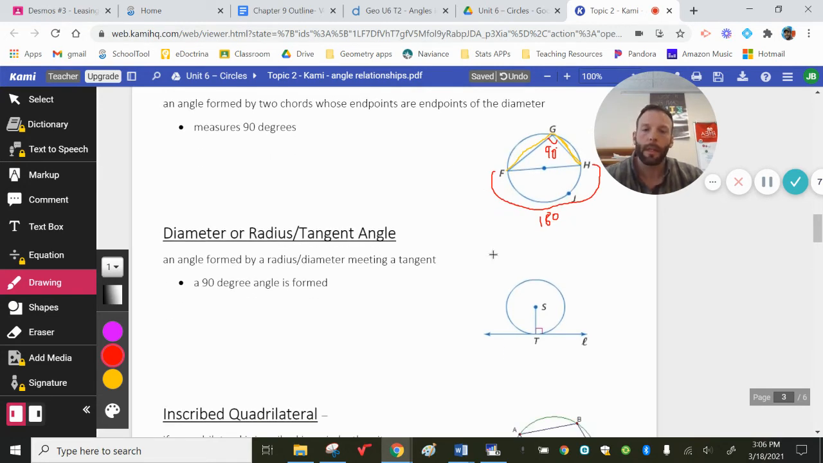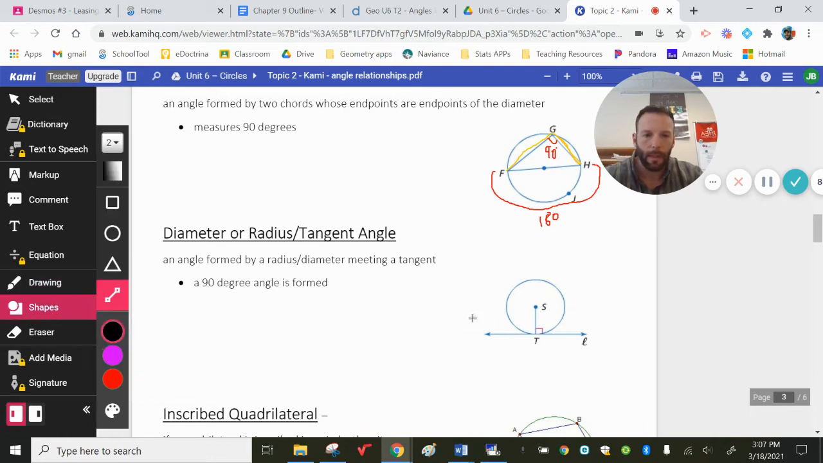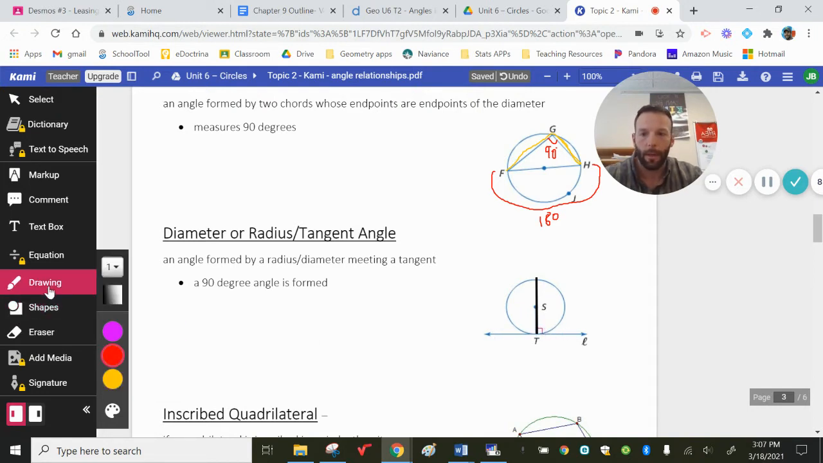Okay. Similarly, here is an extension of the tangent-chord angle, when you have a diameter or a radius that connects with a tangent. So in this case, you see I have a radius ST that connects to the tangent at point T. But if I was going to just extend that to make it a diameter, I would go like this. Now, it doesn't matter if it's a radius or a diameter, where this chord meets that tangent, it has to be exactly half of an intercepted arc.